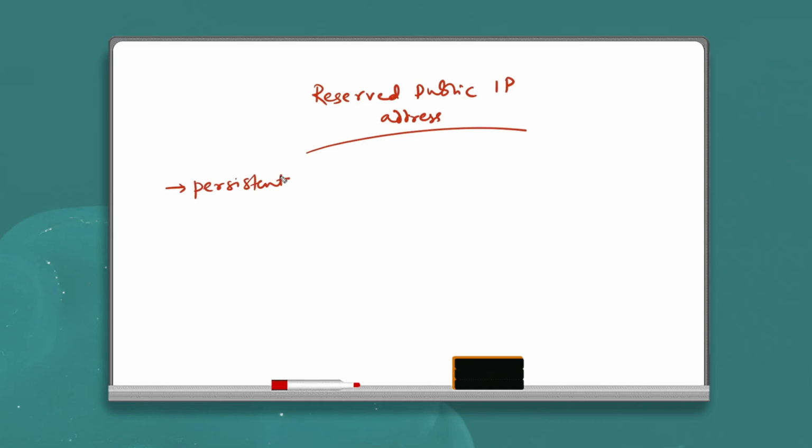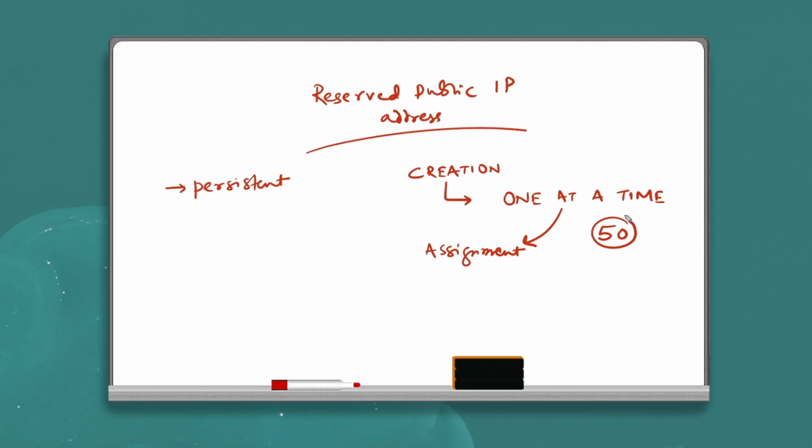The first detail is with respect to creation. So you can create reserved public IP address one at a time. So creation is one at a time. And then after it is created, you can perform the assignment. There is also a limit associated with reserved public IP address. You can have 50 reserved public IP addresses in a region.